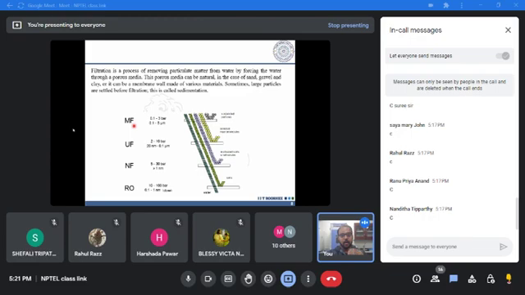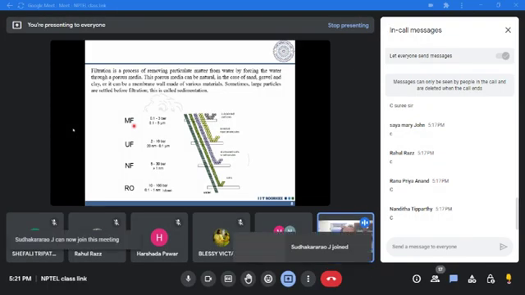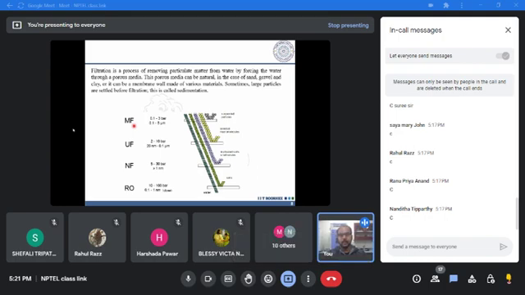So depending upon your application, which type of suspended particles you want to remove or filter, you can apply those membranes. This porous media can be natural, in the case of sand, gravel, clay, or can be a membrane wall made of various materials. If you have seen these membranes, what are they made up of?